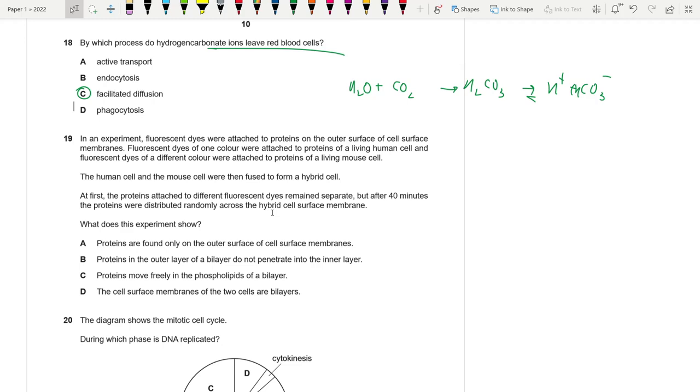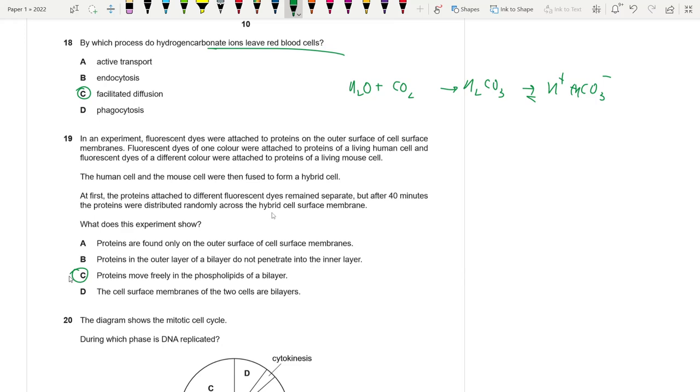It actually tells us about the fluid nature of the membrane, right? Proteins are found only on the outer surface of the cell membrane. No. Proteins in the outer layer of the bilayer do not penetrate into the inner layer. Proteins move freely, right? That's it. That's the fluid nature, the fluid mosaic model, right, of the cell membrane, the phospholipid bilayer. They can interchange their places, okay?